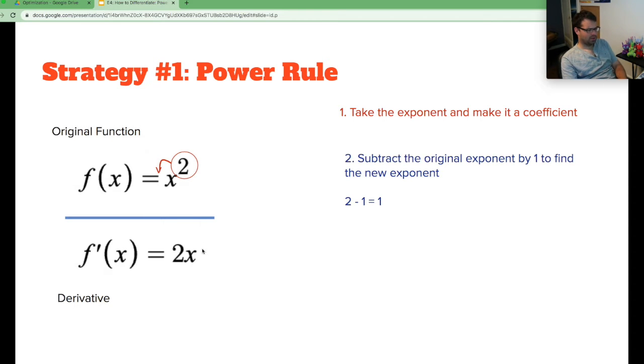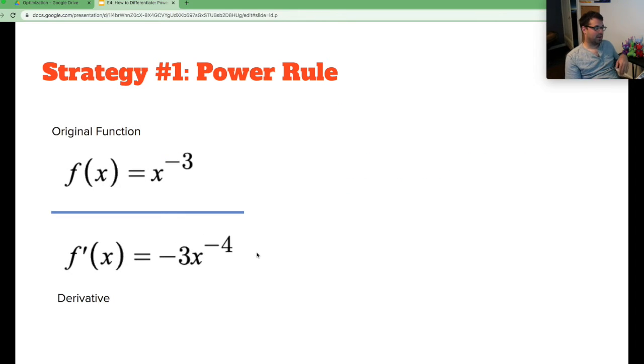But wait, there's not a 1 right there. Well, that's because we need to remember our basic exponent rules. Anything to the first power is just being multiplied by nothing. It's just standing there all by itself, so we don't actually need to write that invisible one, and that's why it wasn't there to begin with. But I wanted to make sure I showed it to you and explained that exponent rule.